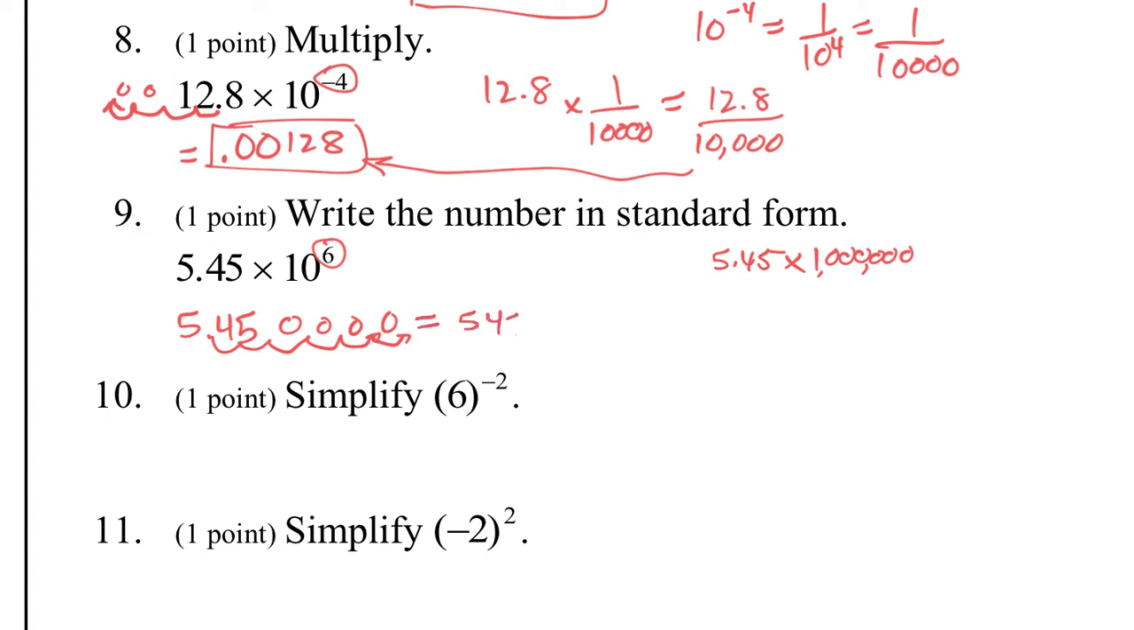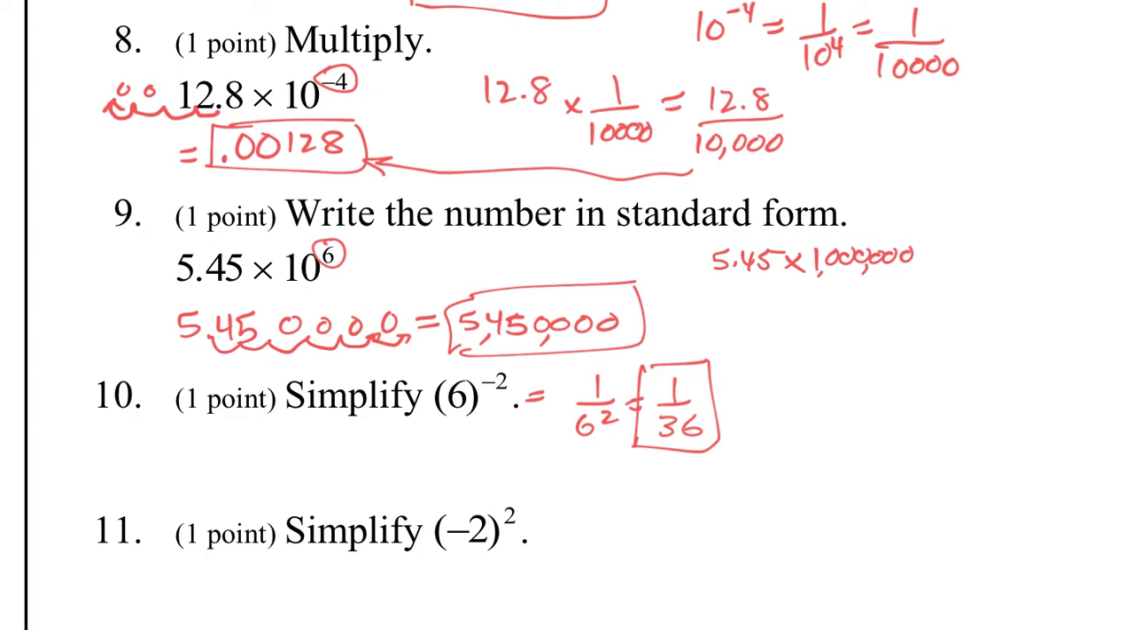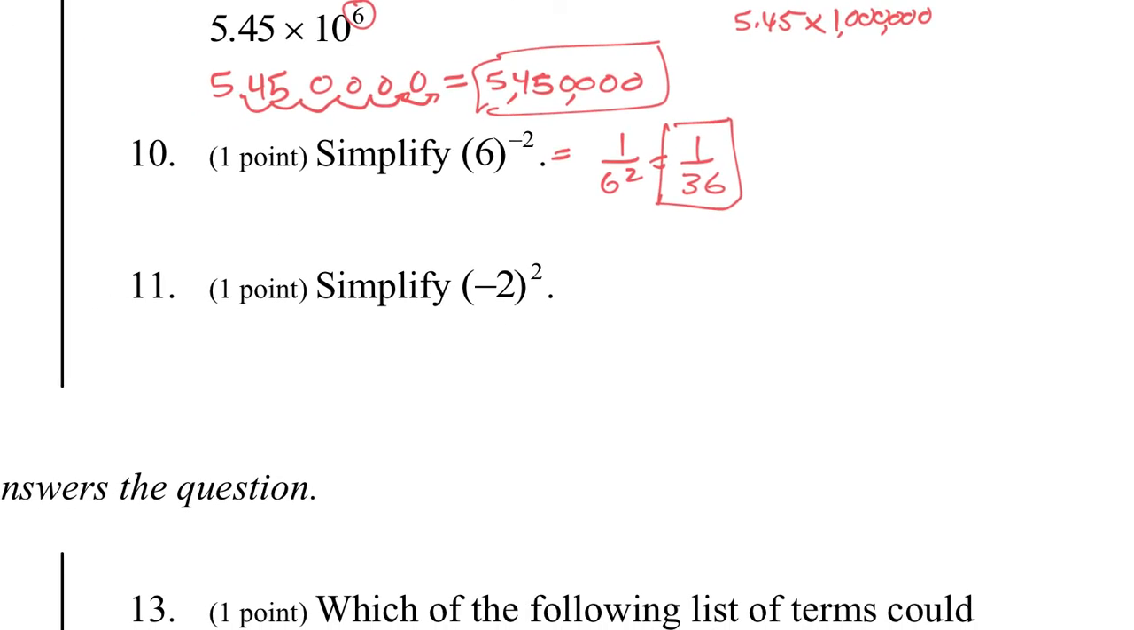5, 4, 5, and then 1, 2, 3, 4. That'd be 5,450,000. Okay, that is standard form right there. We'll simplify 6 to the negative second. That's the same thing as 1 over 6 to the positive second, which is 1 over 36. And negative 2 to the second, what that means is negative 2 times negative 2, and that is equal to positive 4.